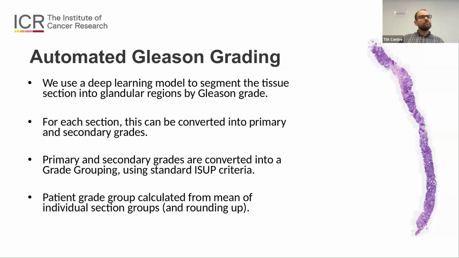So that is how Gleason grading works, but how does it work in an automated setting? And normally I go into this at a very surface level, but as I'm in a group of people who do this on a daily basis, I'll go into a bit more detail than normal. But essentially, the Gleason deep learning.